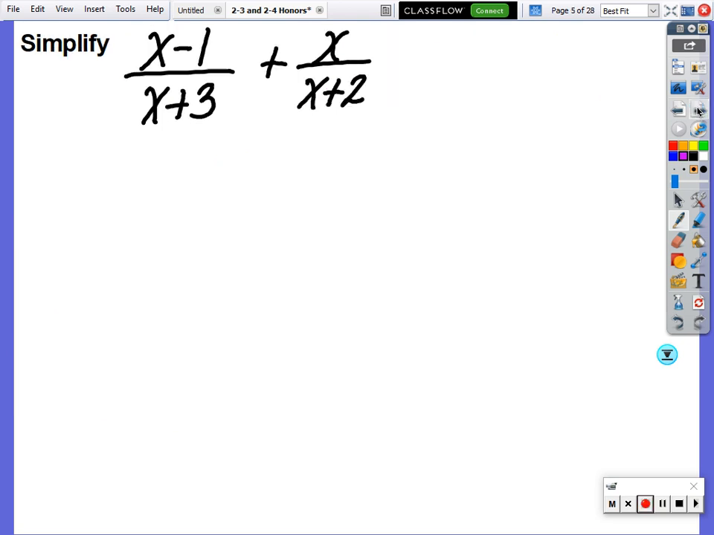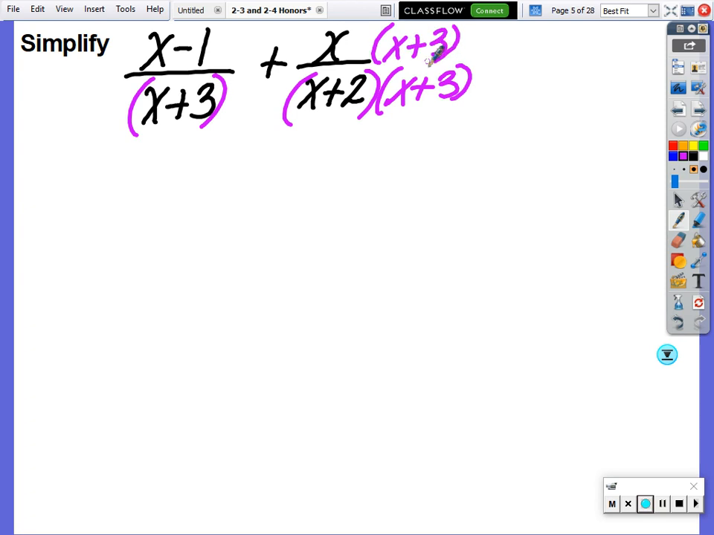Okay, so a little bit more of a problem. You have x minus 1 over x plus 3 plus x over x plus 2. I always have people think they can subtract stuff to get a common denominator, so they say subtract 1, because then it would be x plus 2. You can't do that. You have to get common denominators by multiplication. So x plus 3 is an entire factor. This one needs an x plus 3.